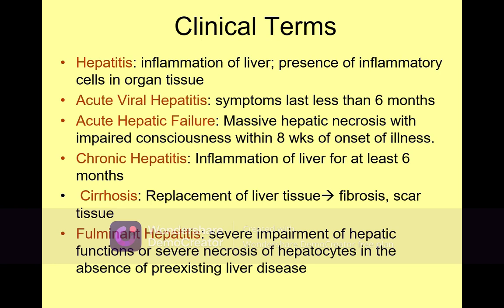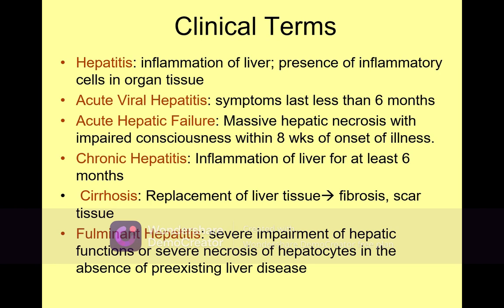Hepatitis is inflammation of the liver, the presence of inflammatory cells in the organ tissue. Neutrophils are invading the liver, as hepatocytes are involved, and the intercellular spaces are involved. Acute viral hepatitis symptoms last less than 6 months. It is called acute viral hepatitis. Chronic hepatitis is more than 6 months. Then there is acute hepatic failure or acute fulminant hepatitis.